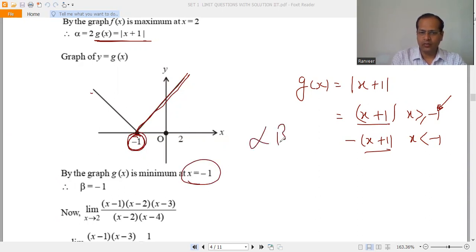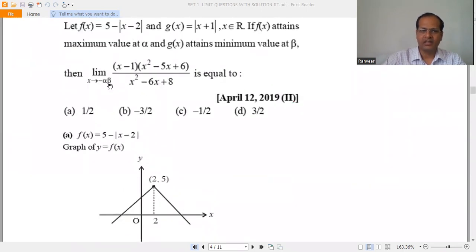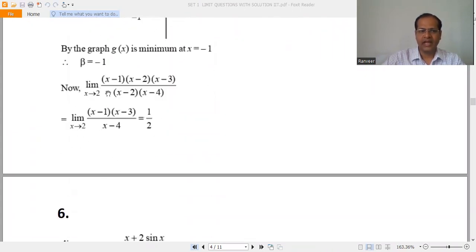So alpha into beta you will do. So 2 into minus 1 is equal to minus 2. So the limit value is minus of alpha beta. The limit value here is given as minus of alpha beta, with x tending to 2.